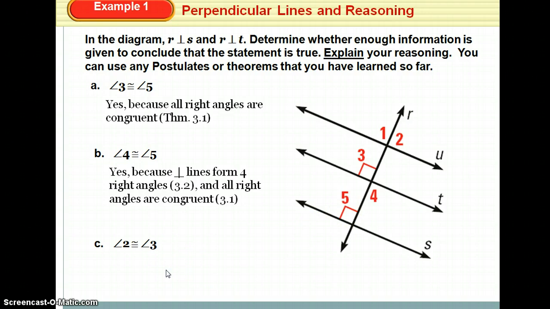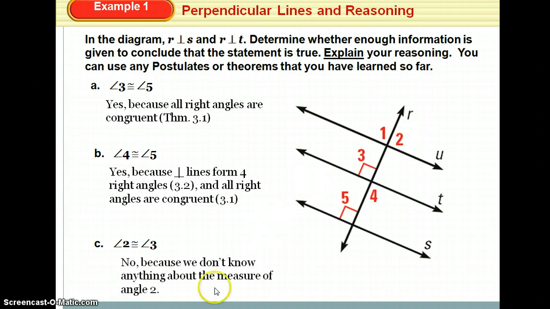And angle 2 and angle 3, well, if you look over here at angle 2, what do you know about it? Nothing. A whole lot of nothing. So we're going to have to say no because we don't know anything about the measure of angle 2.